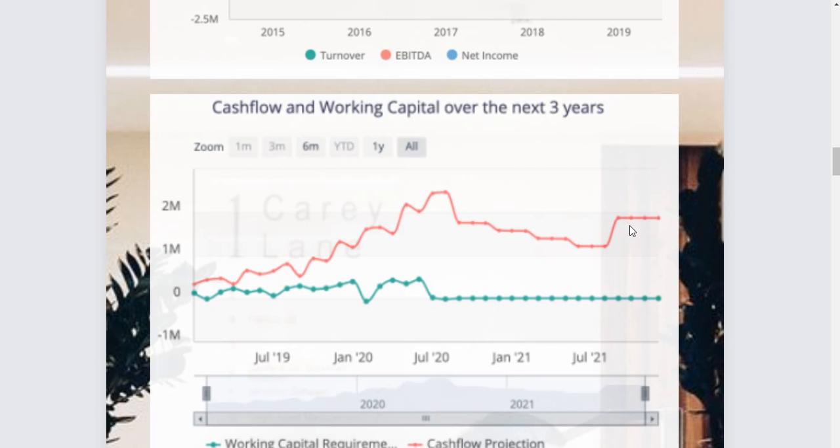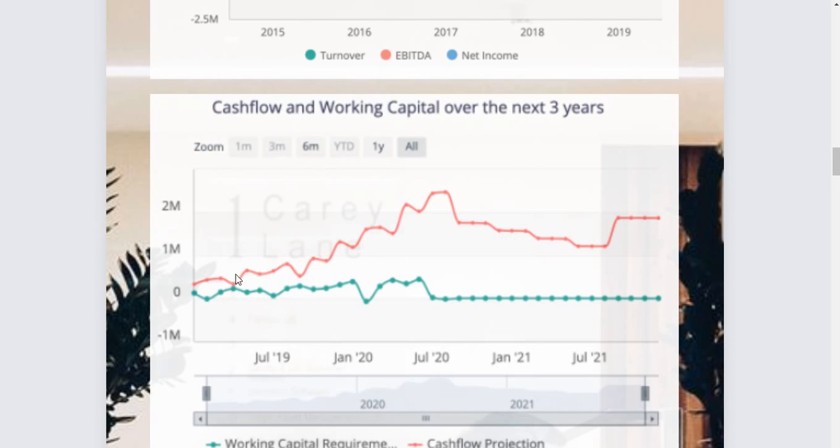Color red has here the definition. It's the cash flow projection. And color green says here is the working capital requirements. The color green is the amount of money they will need to work. And the color red is the amount of money they expect to make thanks to these green colors. In other words, green is the money you need to start, and red is the money you will create or you will make as a net income.